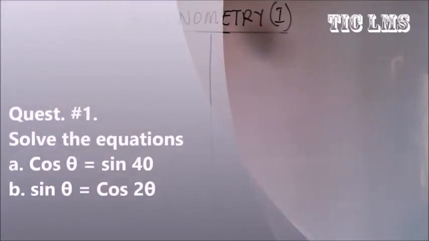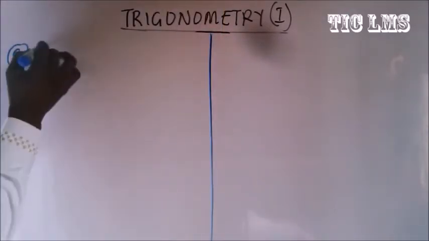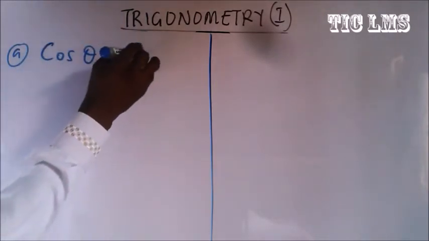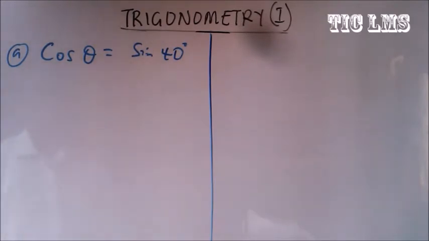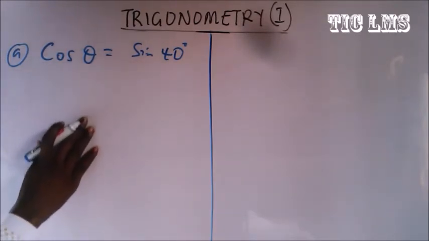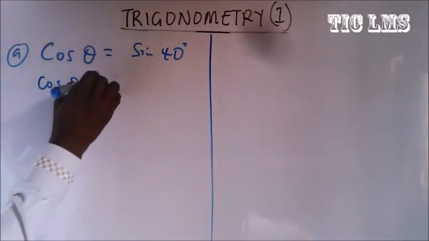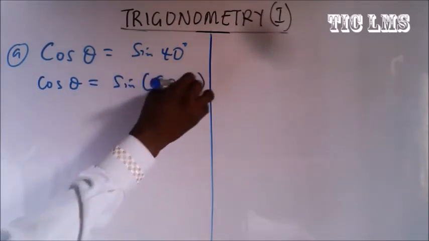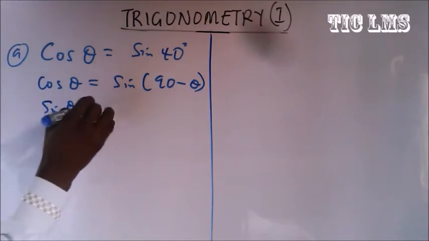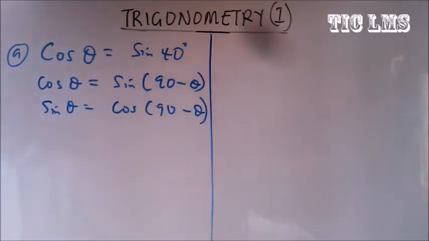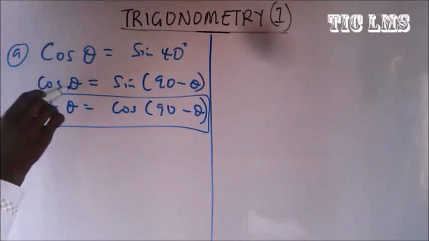Here's the question which says that we should solve the equations: A, cos θ equals sin 40, and B, sin θ equals cos 2θ. Now in the first question, cos θ equals sin 40 degrees. What we are expected to find is the value of θ at which cos of that angle will be equal to sin 40. Now there is a particular rule that says cos θ equals sin(90 minus θ), and also that sin θ equals cos(90 minus θ). We are not using this, we use this. Why? Because we are interested in this θ.